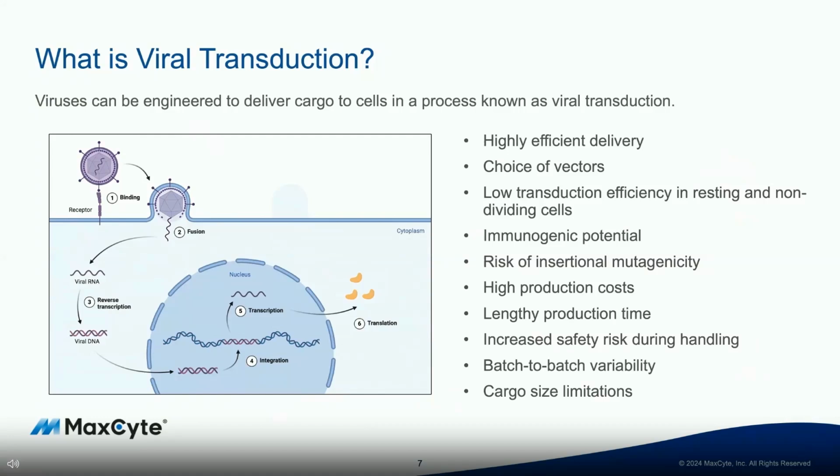With retroviruses, for example, there is low transduction efficiency in resting or non-dividing cells. There's the potential for immunogenic effects and a risk for insertional mutagenicity. If you're considering GMP applications later, there are high production costs with manufacturing GMP virus and lengthy production times. There's also a safety risk to consider when handling, and there could be batch-to-batch variability with cargo size limitations. So all of these are important to think about if you're considering viral transduction for your research.